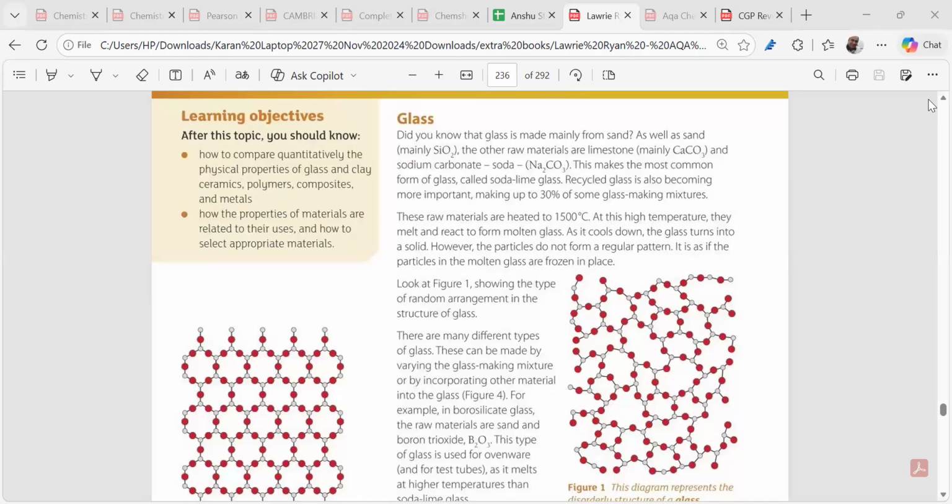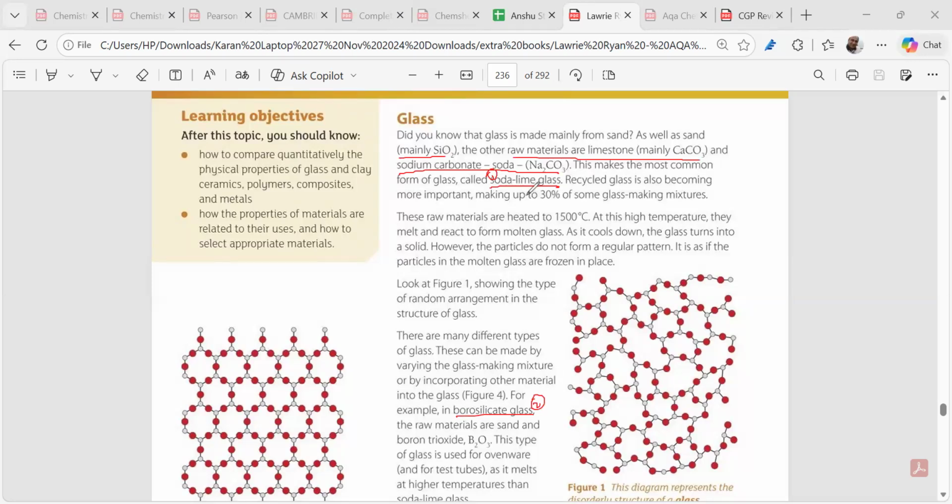So in C 15.4, we are doing the glass part. Glass is mainly silica, SiO2, and it contains other raw materials such as lime, calcium carbonate, and sodium carbonate, right? Now, you have to see that the common form of glass, there are two types of glasses. One is soda lime glass, and one is borosilicate glass. You can write down over here one, two, right? There are two kinds of glasses.